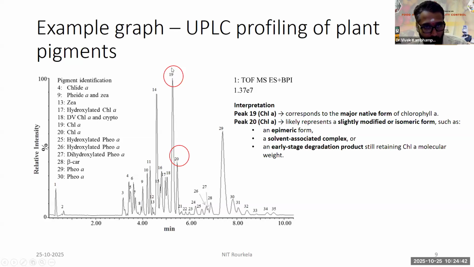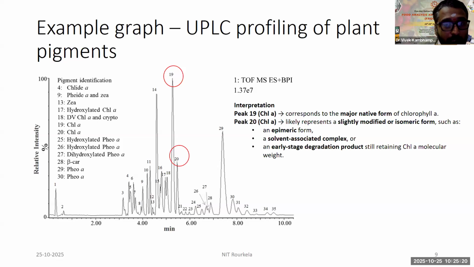A high concentration of that particular pigment is present in the sample, corresponding to the major native form of chlorophyll A. Whereas in the case of peak 20, chlorophyll A likely represents a slightly modified or isomeric form. What do you mean by isomeric form here? Isomeric forms are compounds with the same molecular formula. What is the molecular formula of chlorophyll A? The same molecular formula will be there for the different isomeric components, right?